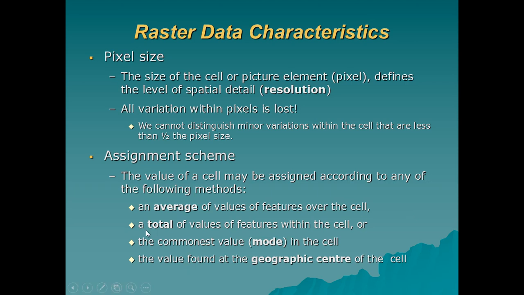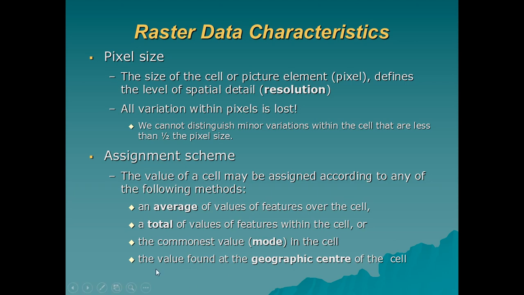The next method you may choose to use is the total of the values. So you say, I have 100 pine trees, my value for that cell will be 100. Additionally, another method would be using the most common value, or mode, in the cell. So you have different forest tree types within that cell. You count the one with the greatest number of occurrences within the cell and you assign that value.